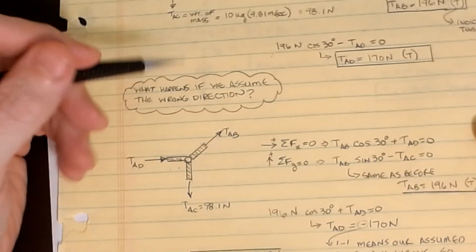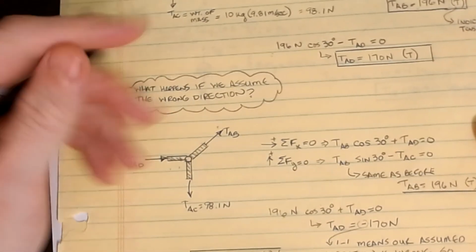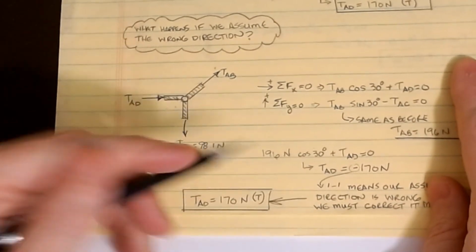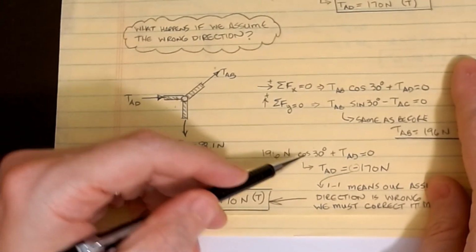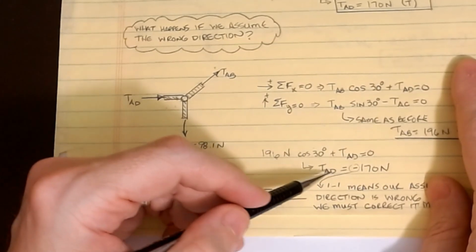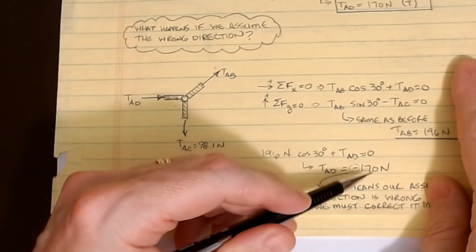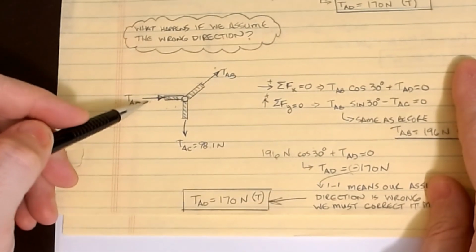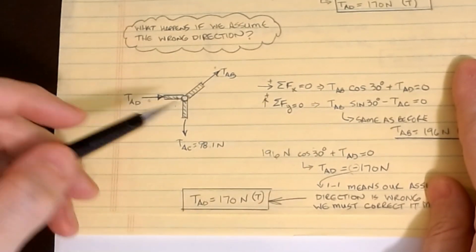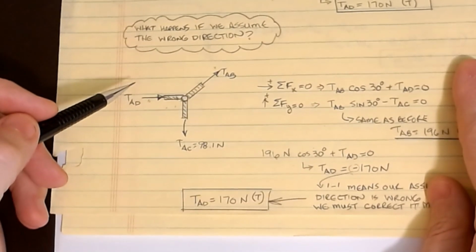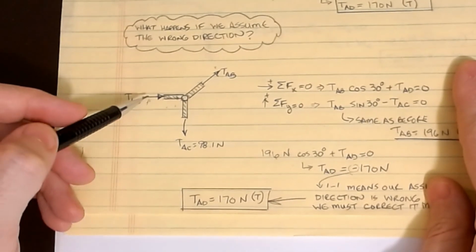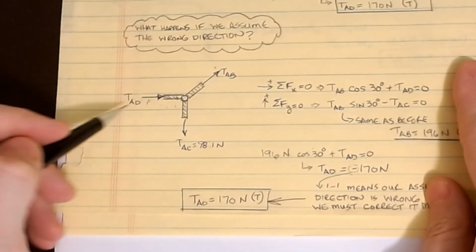It's a positive value, which tells me that this one was in the right direction. Now, if I plug this into the equation like we did before, I get 196 newtons times cosine 30 plus TAD equals 0. TAD is now a negative 170. And that minus sign is the one that tells you that this is backwards. So these will always self-correct themselves. I drew it as a compressive force, meaning it's pushing on the object, when it should have been pulling on the object, or a tension force.